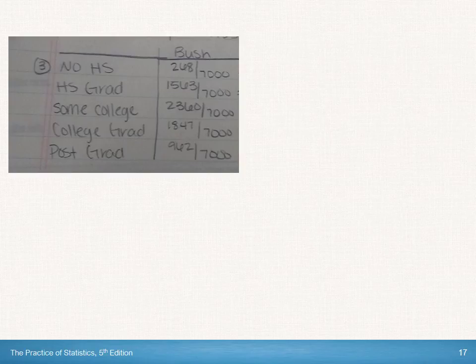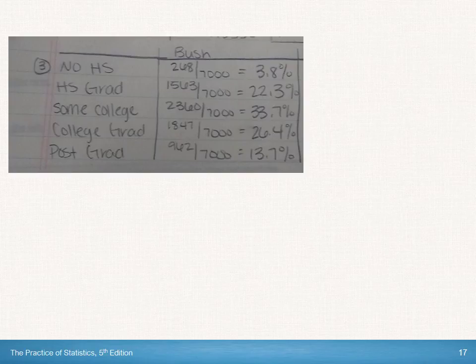So this time we're only looking at Bush, comparing how many in each category for Bush voters only. So 268 Bush voters had no high school out of 7,000 Bush voters. So we don't care at all about Kerry right now. Okay, so we do each one, 268, 1,563, 2,360, and so on. Divide all of those by 7,000 because that's what we care about. And we get these percentages, 3.8, 22.3, and so on.